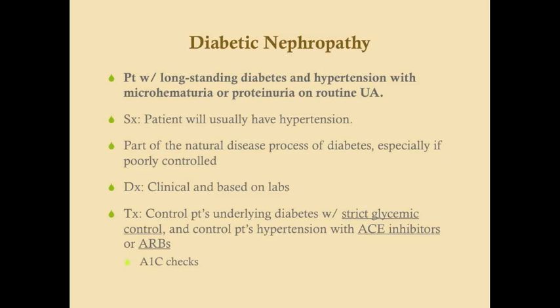Make sure that they're controlling their diabetes with strict glycemic diet control, and make sure that we're treating the patient's hypertension, because hypertension will cause worsening of the nephropathy. So we control these patients' hypertension with ACE inhibitors, which are renally protective, or angiotensin receptor blockers. And of course, these patients should be in routinely for A1C checks.